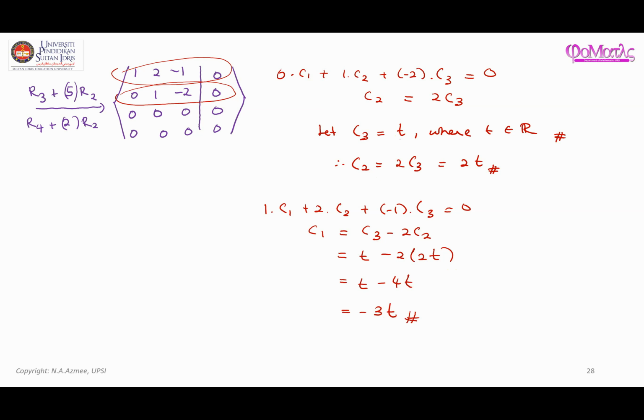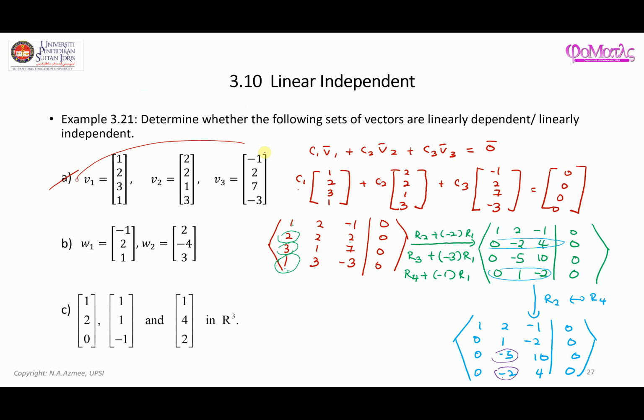And because of that, clearly we have a solution that is non-trivial. It could be like t can be any value. For example, if t is 1, so we have c3 is 1, c2 is 2, and then here is negative 3. So we can have a solution that is non-trivial, in other words. Yeah, therefore based on that, we can conclude that the set of vectors given here is linearly dependent. Okay, right.